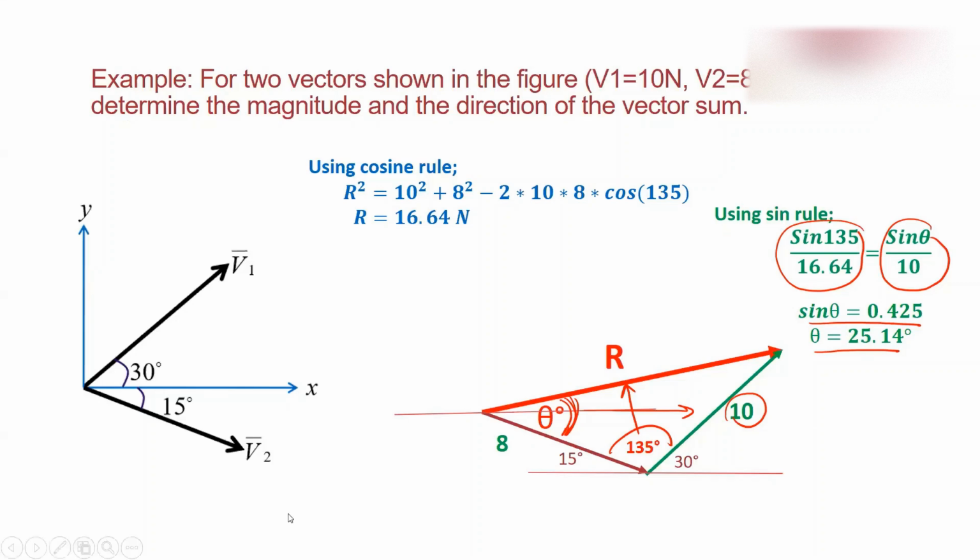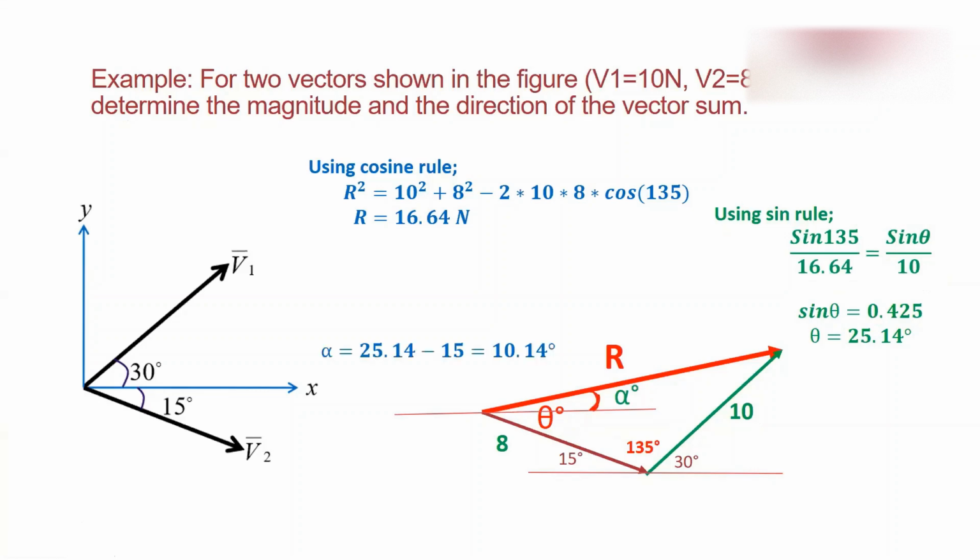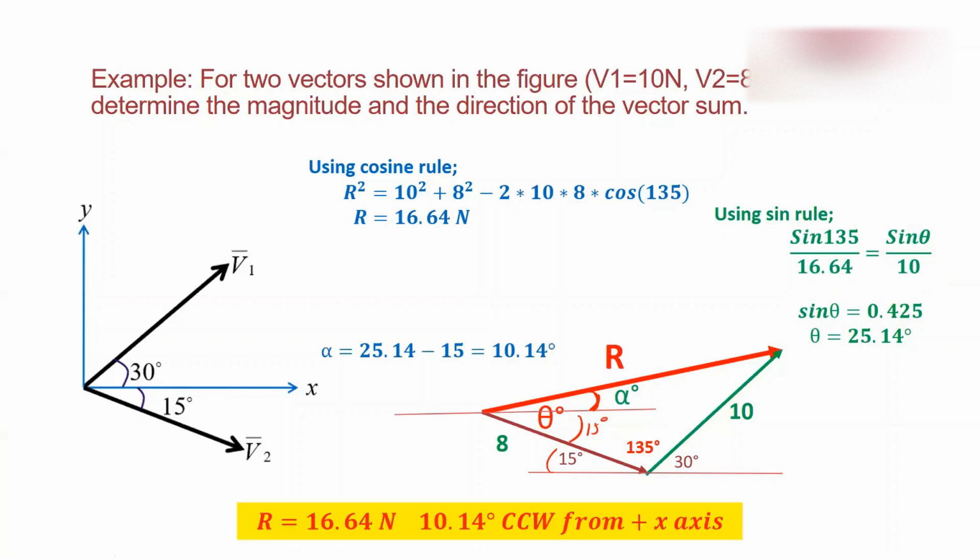To find the angle with the horizontal axis, I need to subtract this 15 because I only need this angle. So if I take that one as alpha, alpha is equal to 25.14 minus this 15. I can find alpha. Then I write my answer. R is equal to 16.64 newtons, 10.14 degrees counterclockwise from the positive x-axis. So the resultant force is somewhere here.